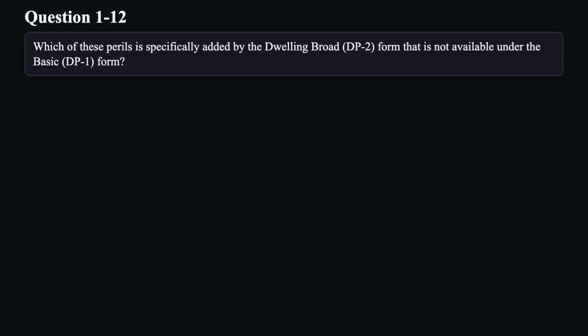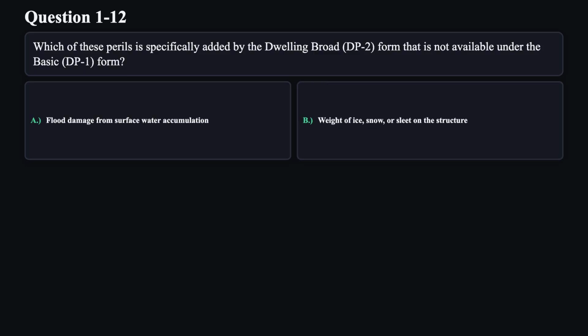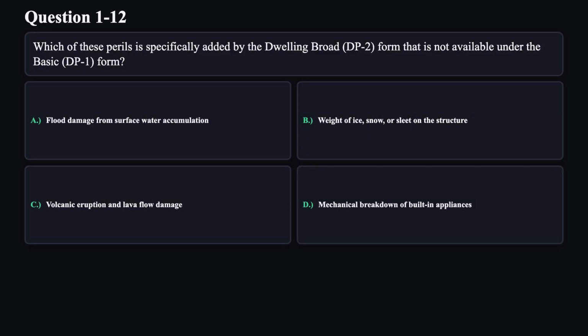Question 12. Which of these perils is specifically added by the dwelling broad, DP2, form that is not available under the basic DP1 form? A. Flood damage from surface water accumulation. B. Weight of ice, snow, or sleet on the structure. C. Volcanic eruption and lava flow damage. D. Mechanical breakdown of built-in appliances.